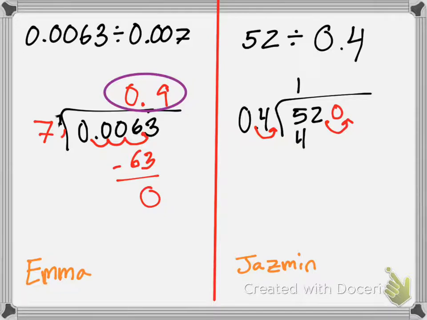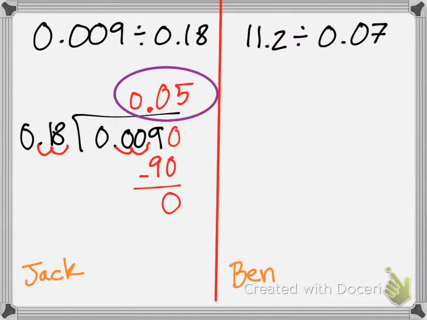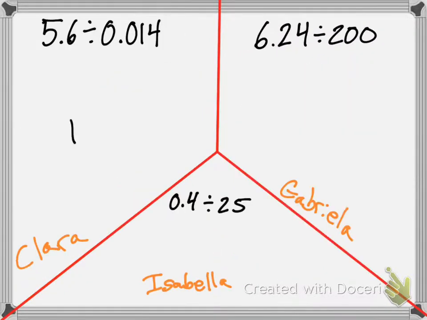So let's see, Jasmine, how many times does 4 go into 5? 1 time. That's 4. I subtract it. I get 1. I bring down my 2. How many times does 4 go into 12? Excellent. We get 3. And that's 12. You guys, am I done now? No, I still have this last zero I have to bring down. Jasmine, how many times does 4 go into 0? 0 times. So our answer is 130. Yes, Jasmine, yes.